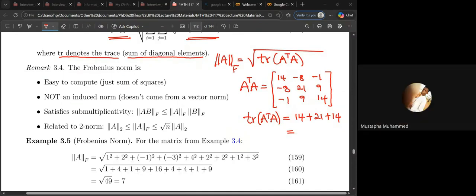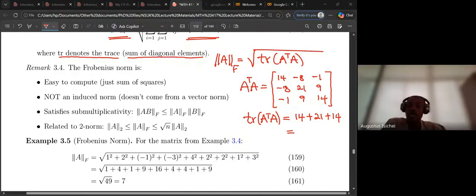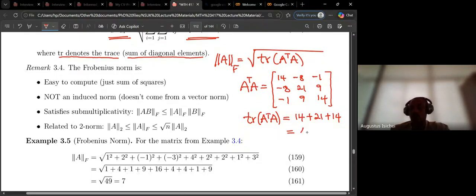Sir, please come again. I mean, sum those numbers up for me. 14 plus 21 plus 14. That is 49. Good. So this is equal to what? 49. This simply means that the Frobenius norm of A is equal to the square root of 49, which is equal to 7.